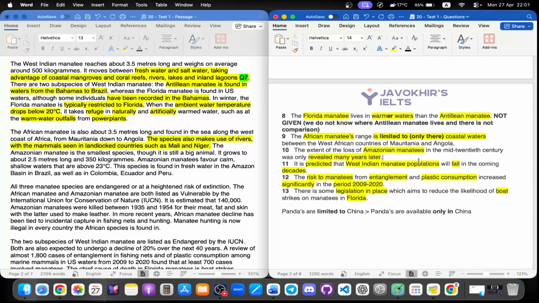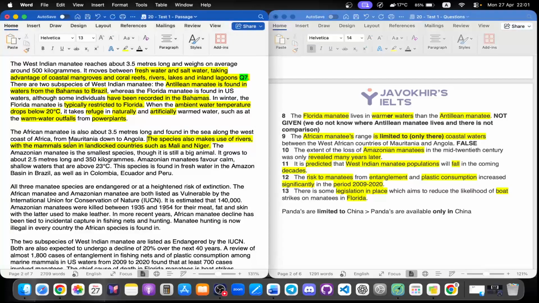However, the answer is going to be false here. The reason is that it's not only in Mauritania down to Angola, but it's also Mali and Niger. So that's going to be the answer for question number 9.